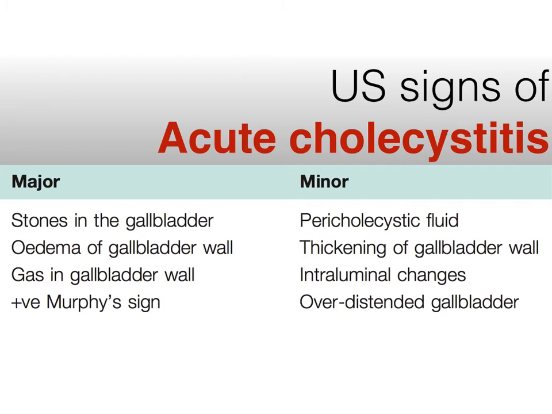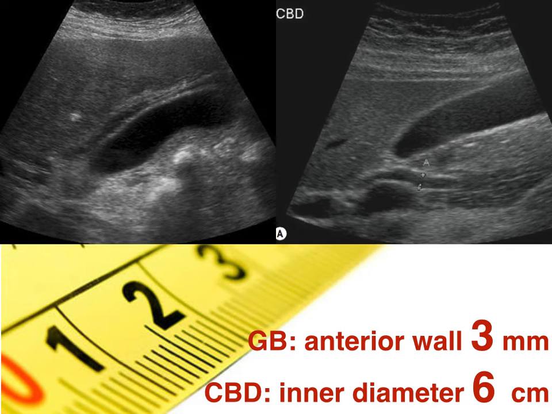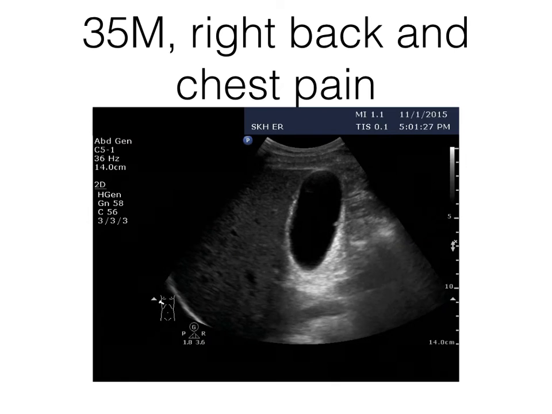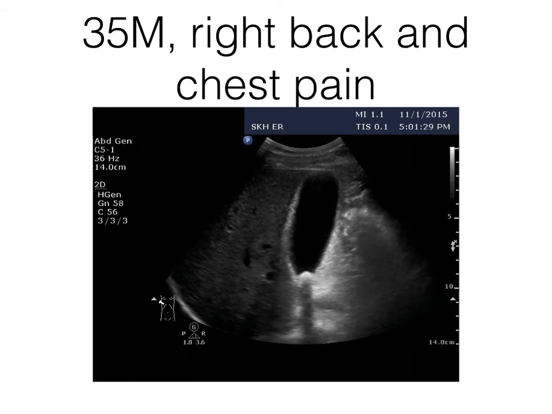These are the associated findings you can observe: fluid around the gallbladder or intraluminal air. The measurement should be taken at the anterior wall for gallbladder wall thickening. For the diameter of the bile duct, we should measure the inner lumen instead of the outer lumen. The diagnostic criteria for pediatric patients are 3 and 6; if the diameter is more than this value, it should be considered abnormal. So maybe we look quickly because we have limited time.